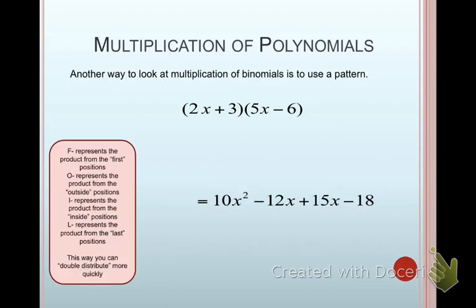Now, there's also an expression called FOIL that a lot of people use to do a binomial times a binomial. It's kind of a shortcut to help them remember double distribution. FOIL stands for first, outside, inside, last. It's going to result in the same answer. It's just a quick, easy way of remembering double distribution.